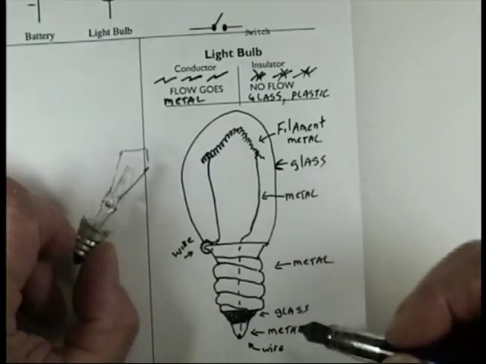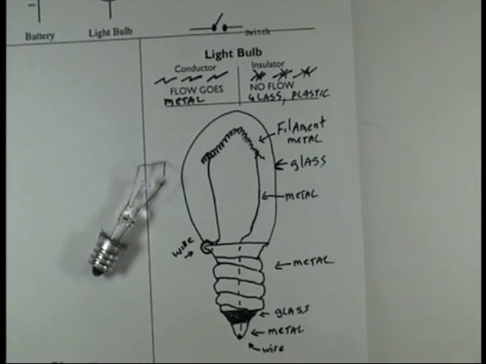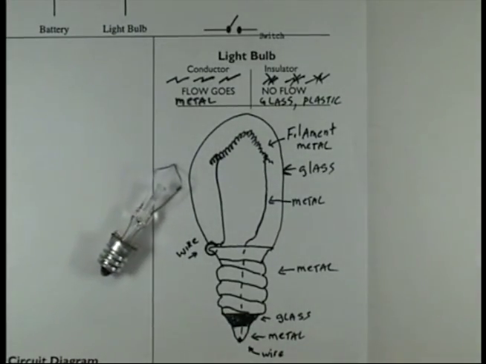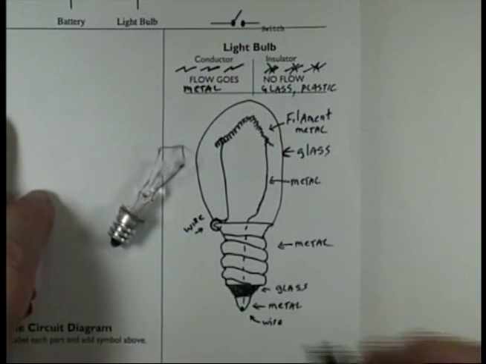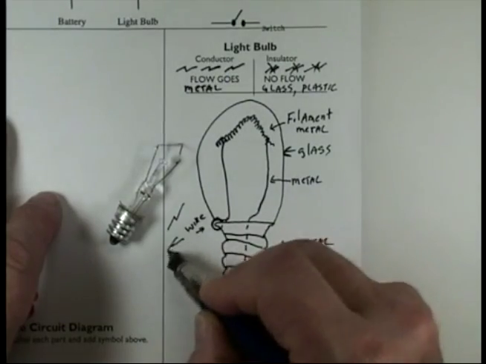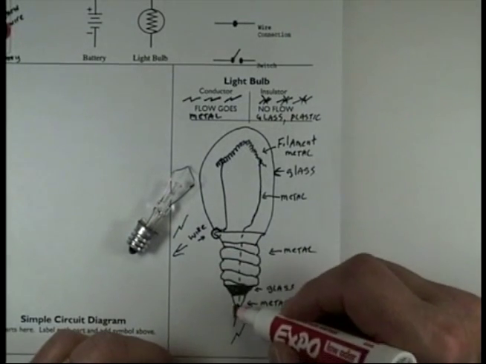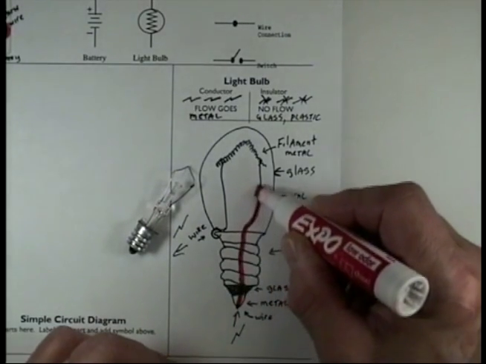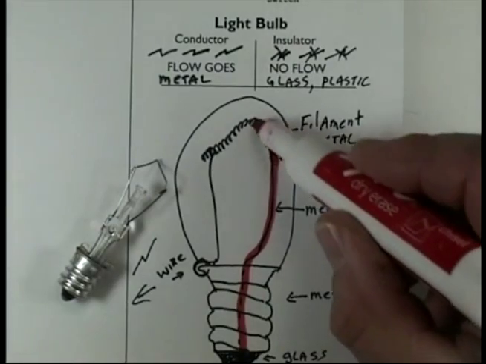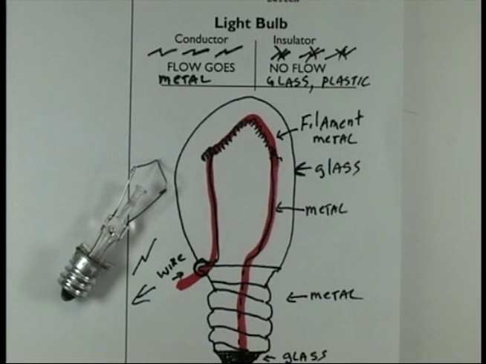There's our glass. And let's see if I can follow the path, how electricity comes in this. Electricity goes in the bottom and comes out the side. So if I follow that with my red marker, electricity goes in, comes up, goes across the filament, goes back down, and comes out the side. Pretty cool.